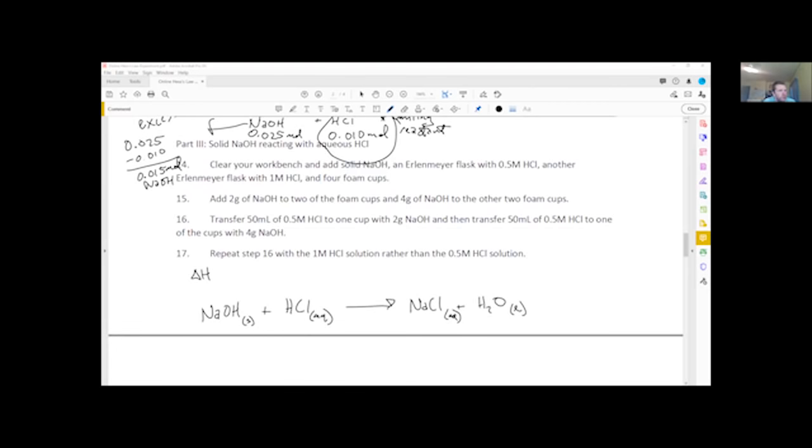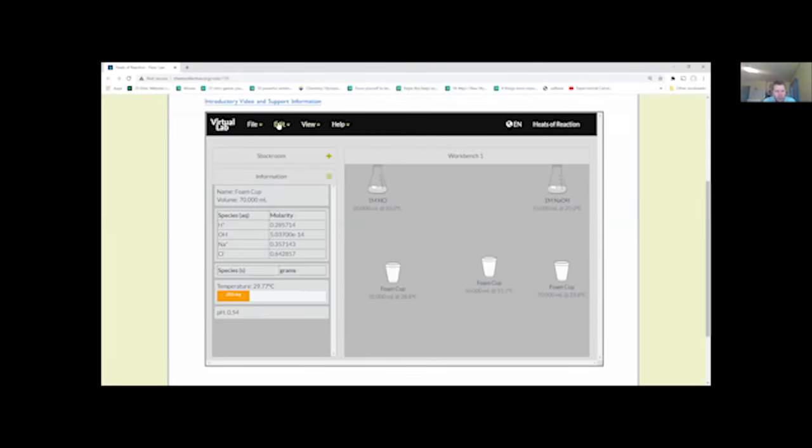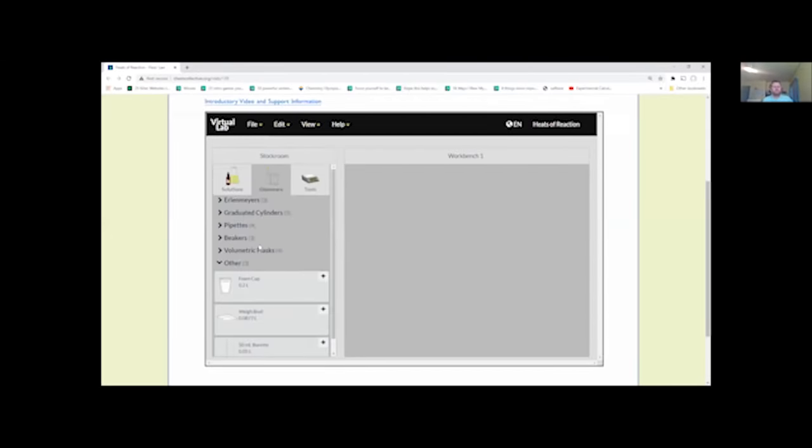New share. I'm going to clear my workbench. It's always good to have a clear workbench. It's nice and clean and safer. Uh-oh, I might have to pause because this rascal's waking up. Okay, so I've cleared my workbench. And I'm going to add that solid. Did I start the new share? I did. Great.